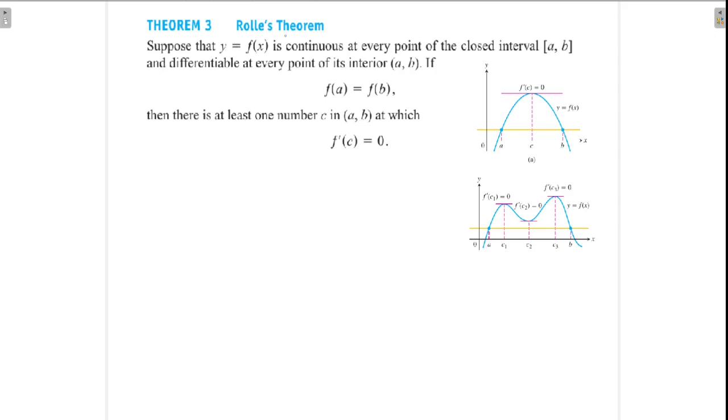Suppose that y is equal to f of x is continuous at every point of the closed interval [a, b] and differentiable at every point of its interior. Interior means all the points in between a and b excluding a and b. If f of a equals f of b, then there is at least one number c in between a and b at which f dash c equals 0.